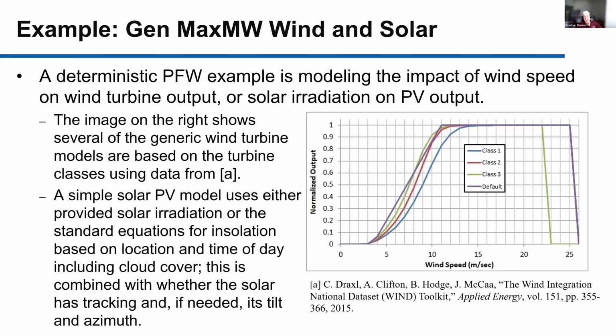Okay, so this is an example of a deterministic one. We've had this for a number of years. The PFW model is just saying for the input, I take wind speed in some units, say meters per second, and then my output is how much maximum power that unit can deliver, normalized in the figure there.